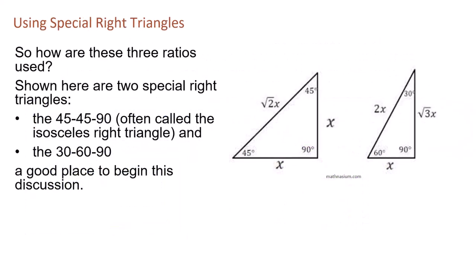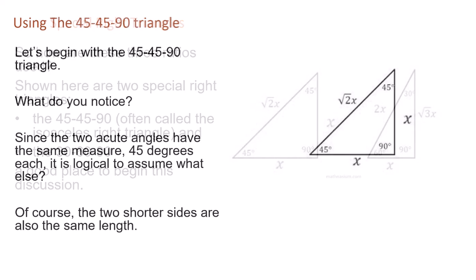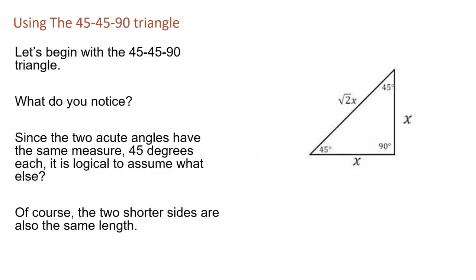So, how are these three ratios used? Shown here are two special right triangles: the 45-45-90, often called the isosceles right triangle, and the 30-60-90, a good place to begin this discussion. Let's begin with a 45-45-90 triangle.